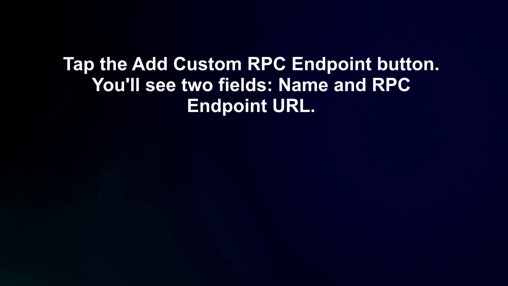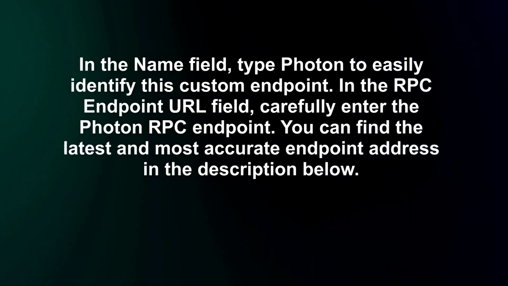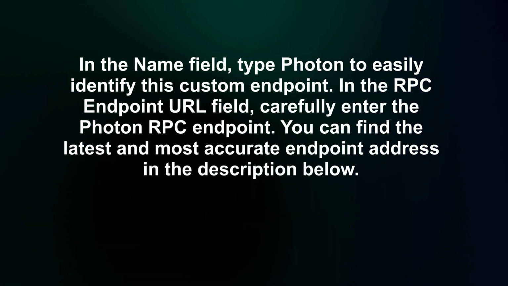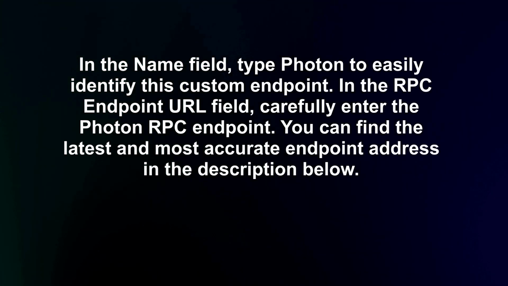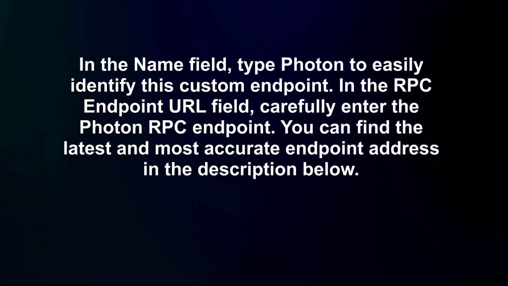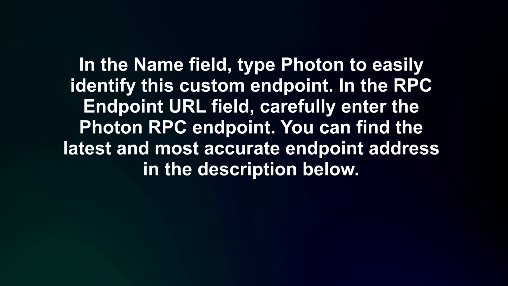You'll see two fields: Name and RPC Endpoint URL. In the name field, type Photon to easily identify this custom endpoint. In the RPC Endpoint URL field, carefully enter the Photon RPC Endpoint. You can find the latest and most accurate endpoint address in the description below.